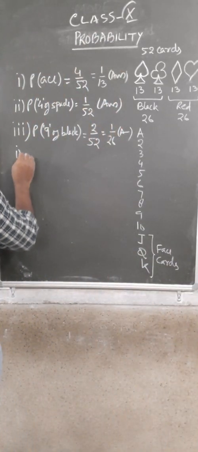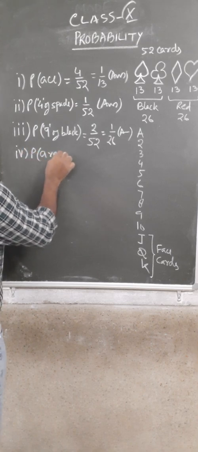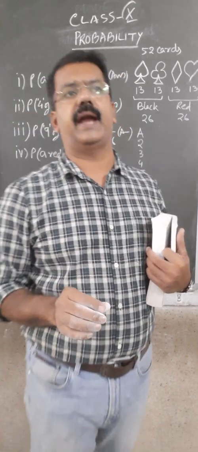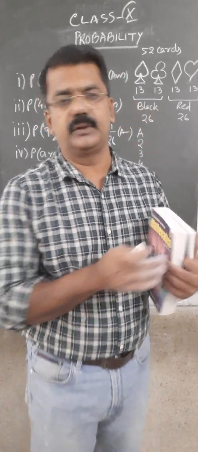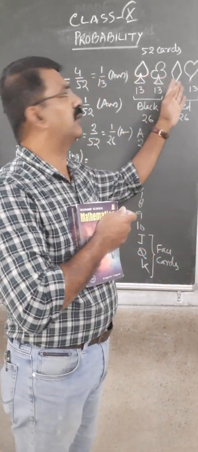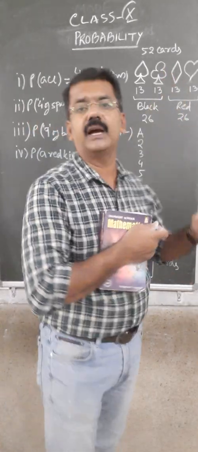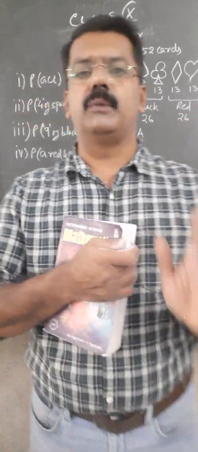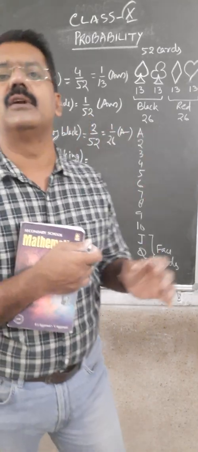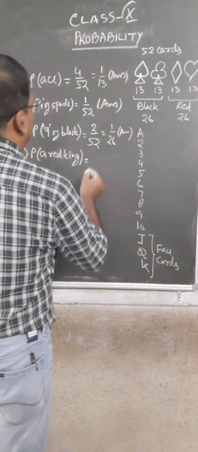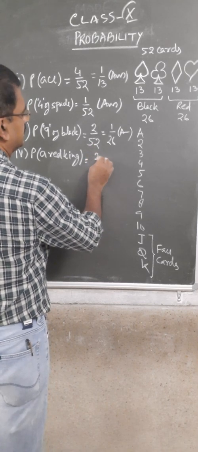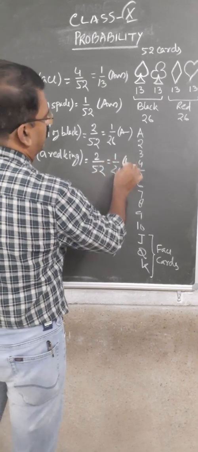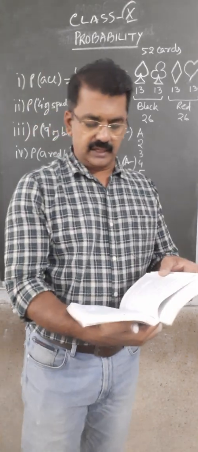Now fourth part, a red king. Although there are 4 kings in a pack, 2 kings are black and 2 kings are red, because one king is from spade and one king is from club, one is from diamond and the other king is from the heart. So the spade and the club kings will be black and the diamond and heart kings will be red. So there will be 2 red kings, upon 52 is the total outcome, that remains the same every time. So 1 by 26 is your answer. Clear?